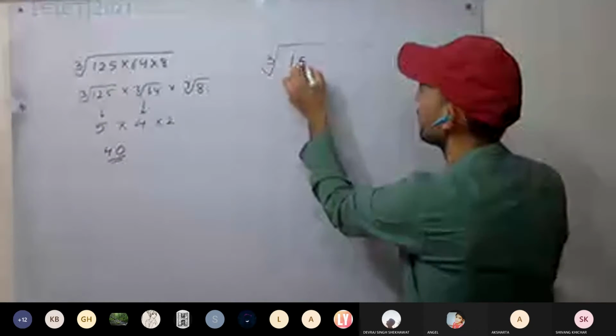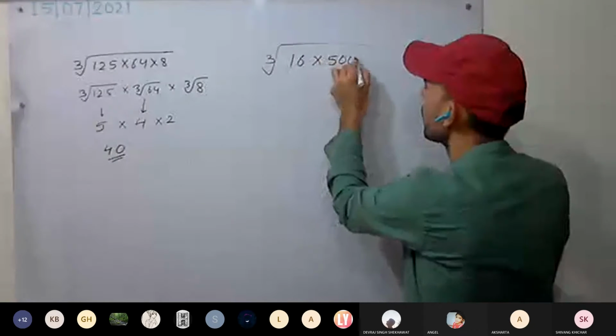The next one is a little tricky. This time, pay attention to this question: cube root of 16 into 500. Now what to do? These are not perfect cubes, but there's something that can make them perfect cubes. Factorization. We'll take that idea afterwards. Let's first factorize.